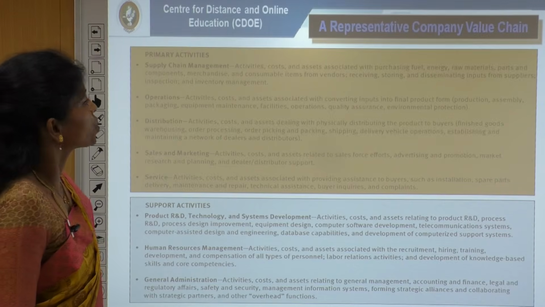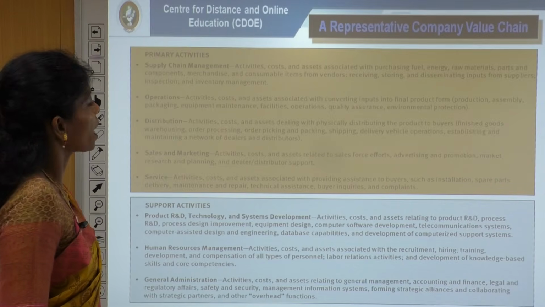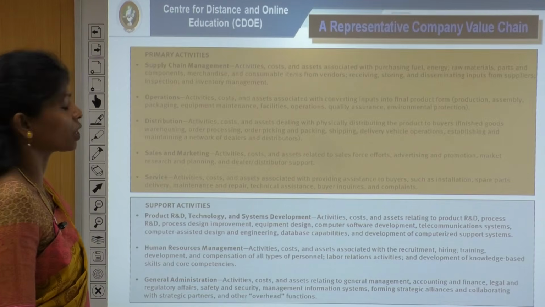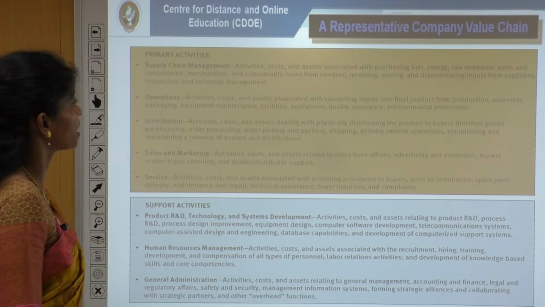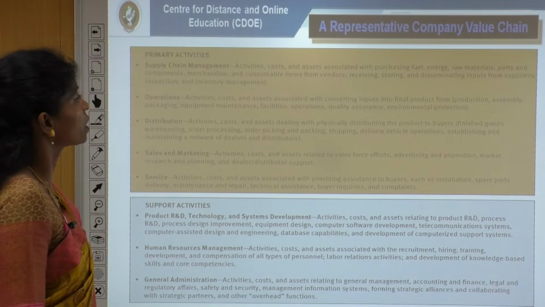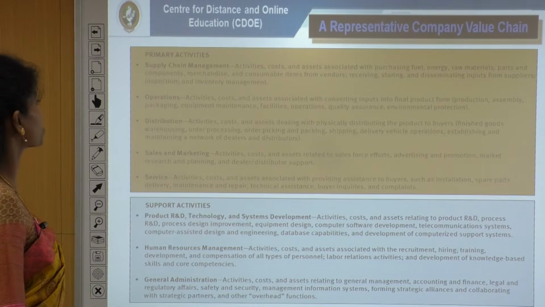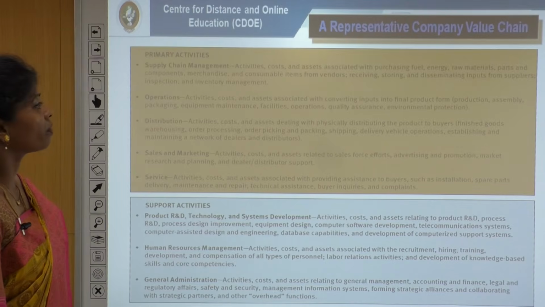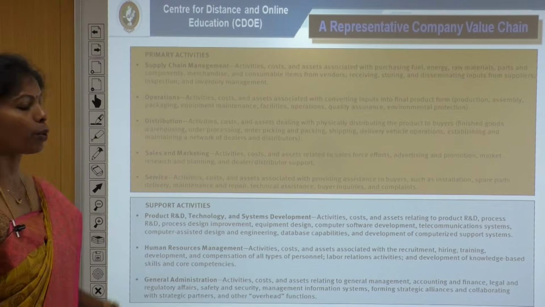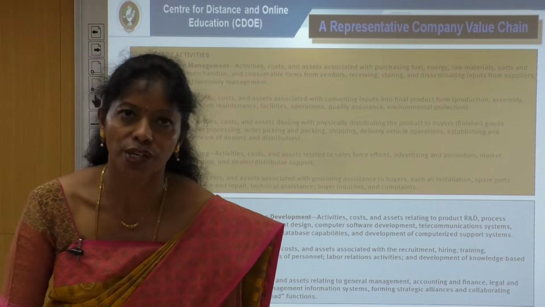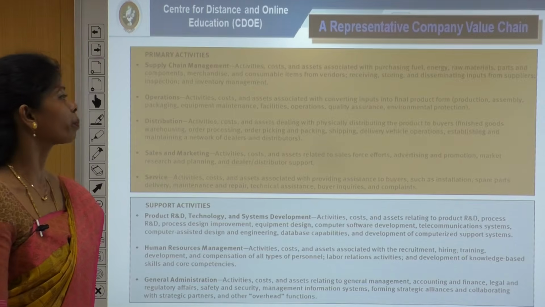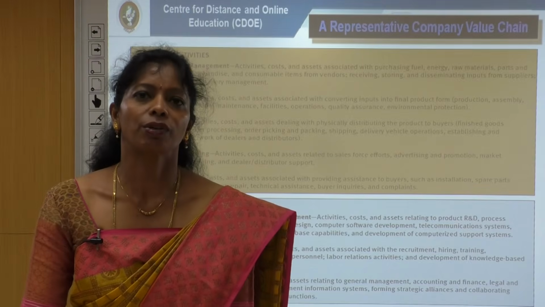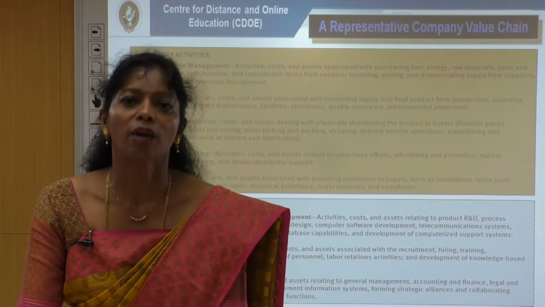So, supply chain management covers activities or costs related to raw materials, parts and components, merchandising, exhibiting the product, consumable items, vendors, receiving, storing, disseminating inputs from suppliers, and inspection and inventory. Operations are the activities, costs and assets associated with converting inputs into the final product. So, that is what we talk about: production, assembly, packaging, equipment, maintenance, facility operations, quality assurance, environmental protection. For example, I had an opportunity to visit KMF Nandini Dairy.